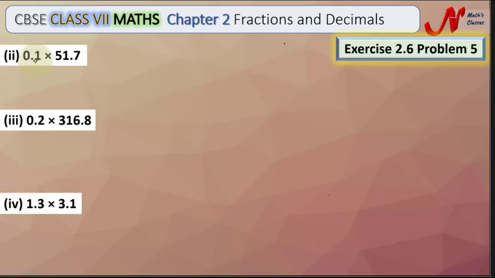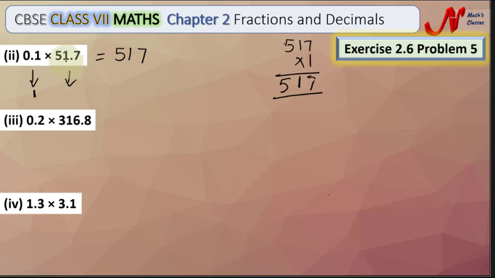Now we find the product of 0.1 and 51.7. To find this product, we multiply 517 with 1. So we get 7, 1 times 1 is 1, 1 times 5 is 5. So we get the product 517. In 0.1 we have 1 digit after the decimal point. In 51.7 we have 1 digit after the decimal point. So together we have 2 digits after the decimal point. In the product, from right to left, we keep the decimal point after 2 digits.